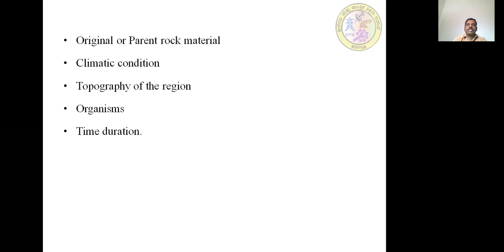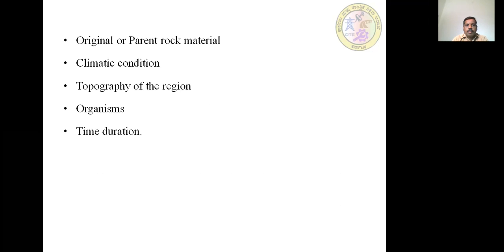First one is original or parent rock material. Parent rock is the original material that is exposed at the earth crust from which the soil is formed. Rocks exposed on the surface undergo weathering, which in turn results in the breakdown of the bedrock into smaller fragments.